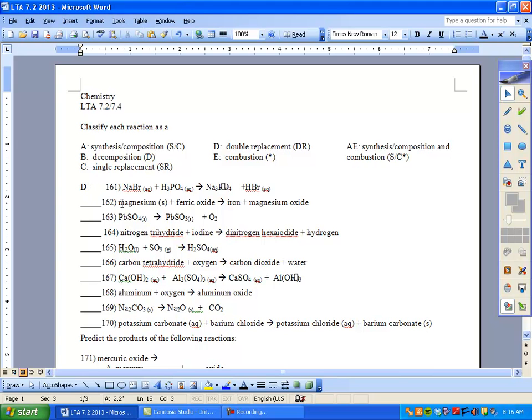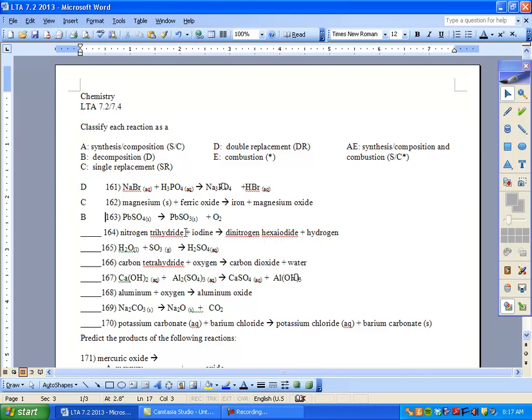Number 162, I've got a single element magnesium, and it looks like that is switching places with the iron, leaving iron all by itself as a lone element, which makes that a single replacement, C. Number 163, I have PbSO4, which is just falling apart into two smaller pieces, so just one reactant here. That makes that a decomposition B.